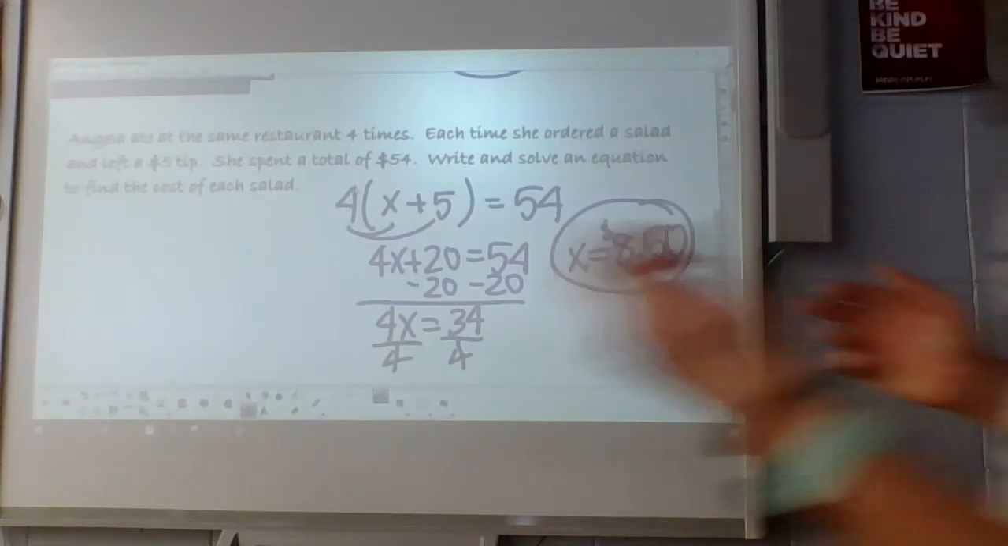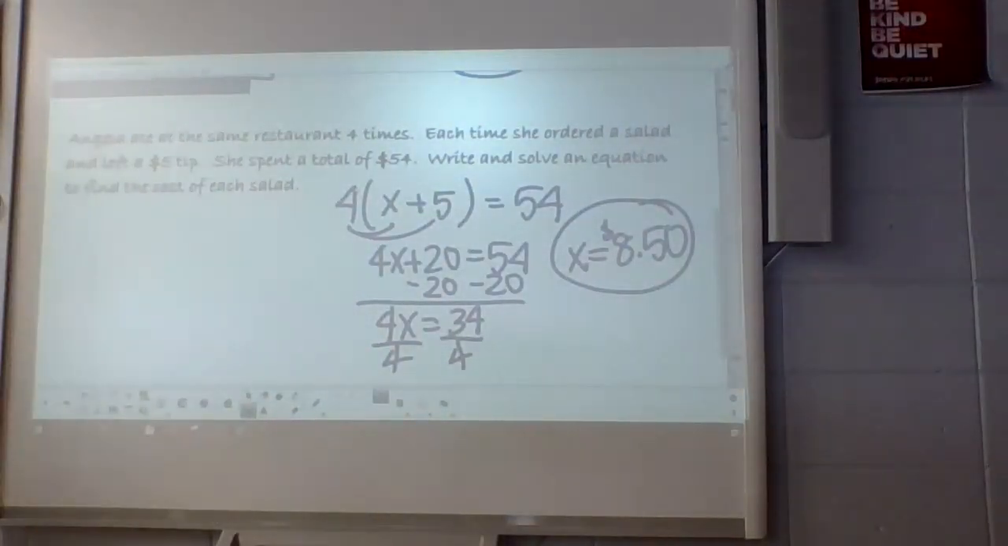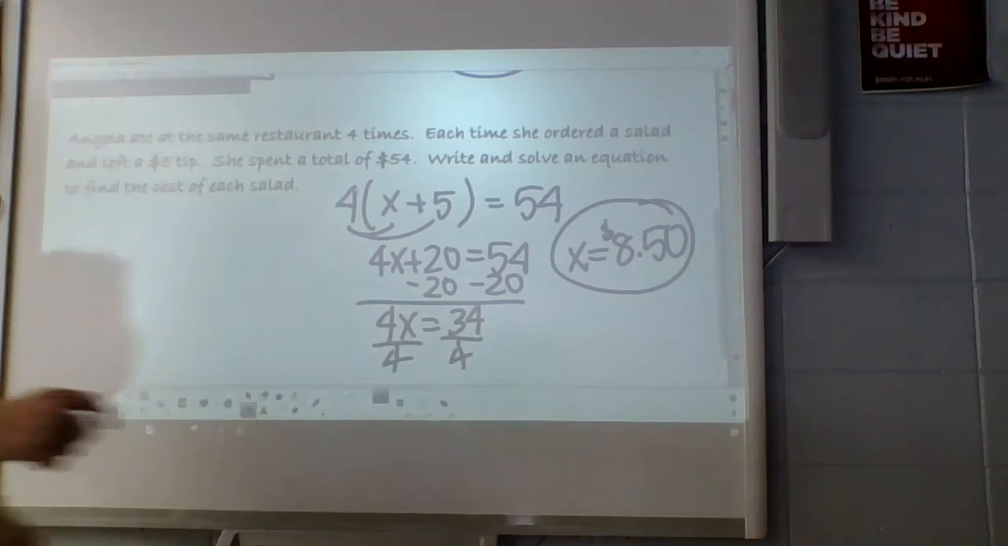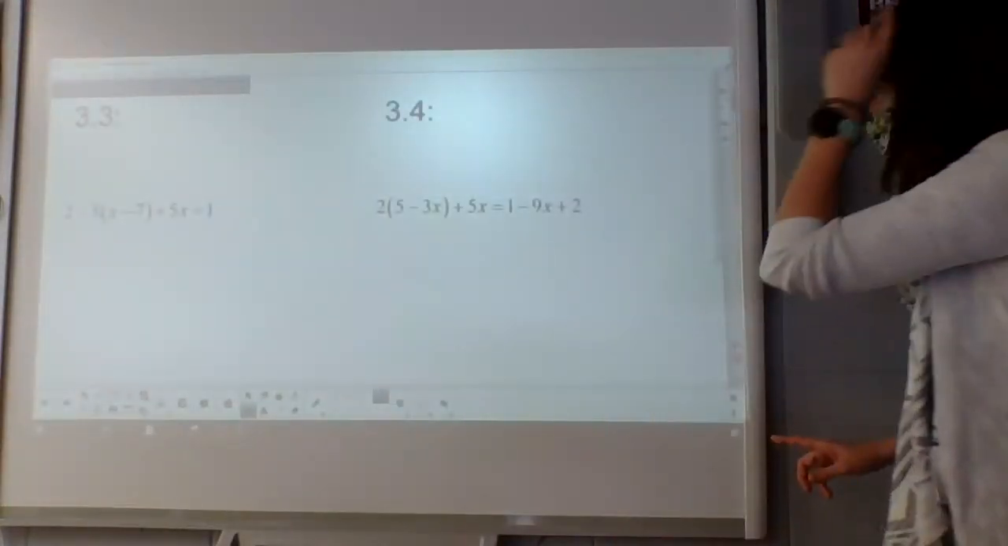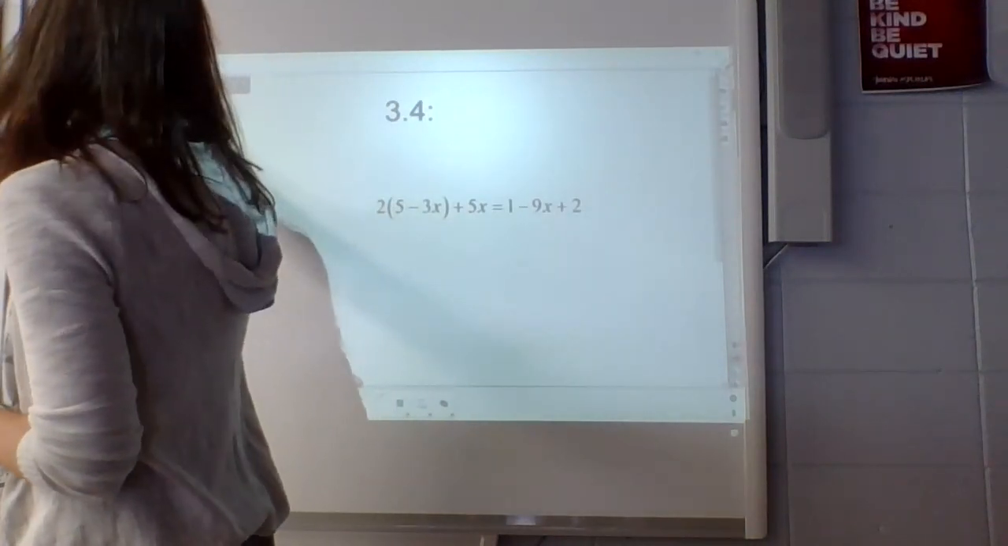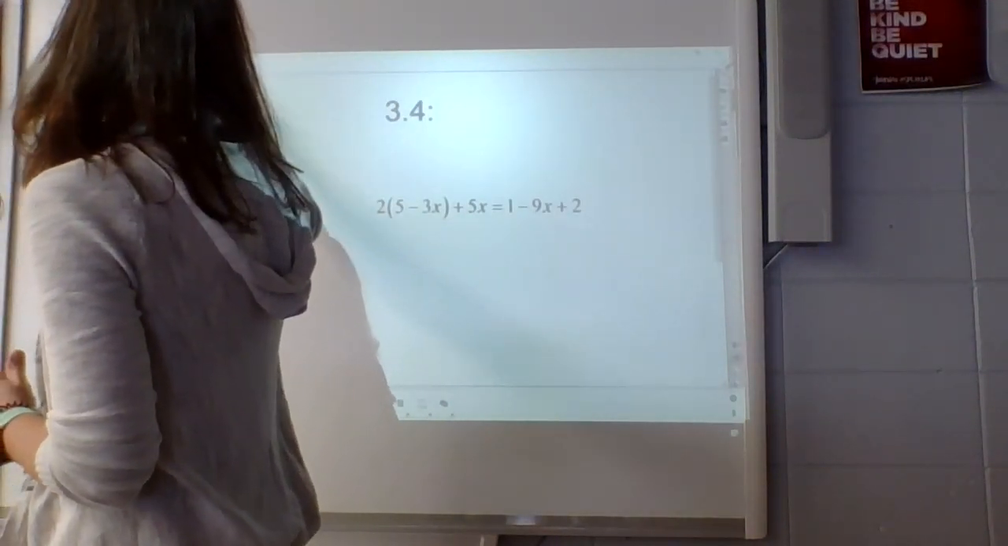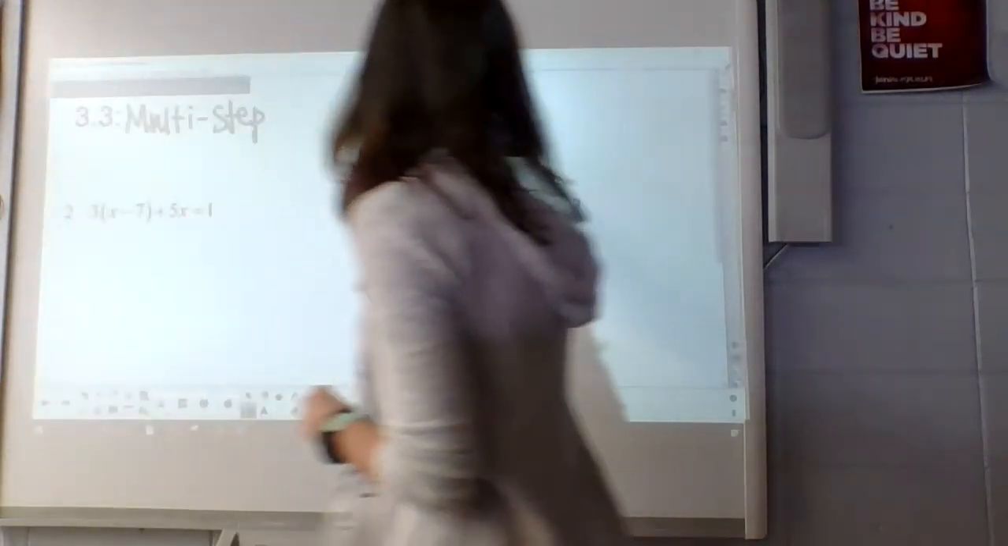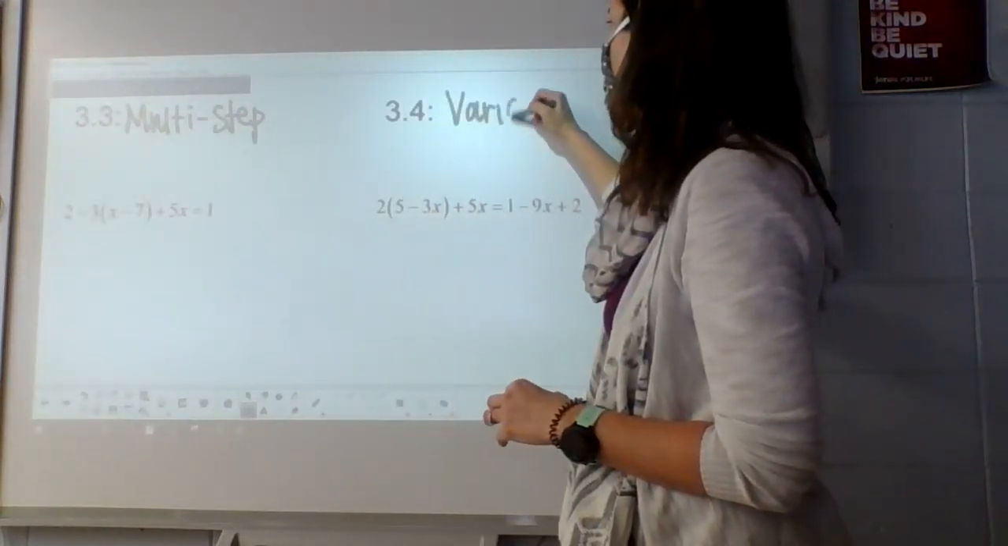All right, so then in 3.3 and 3.4, we got into longer multi-step equations and then variables on both sides. So it kept getting a little bit tougher here. So this was multi-step. And then this one was variables on both sides.